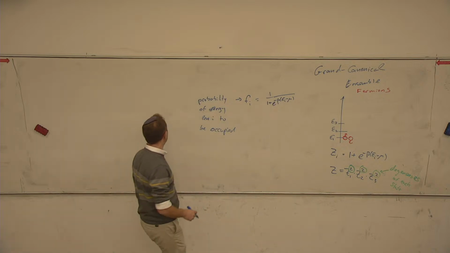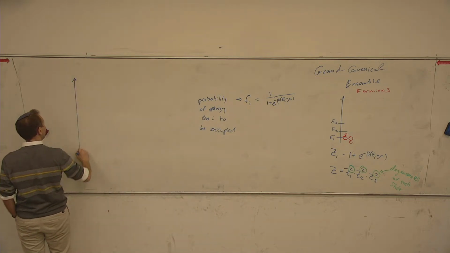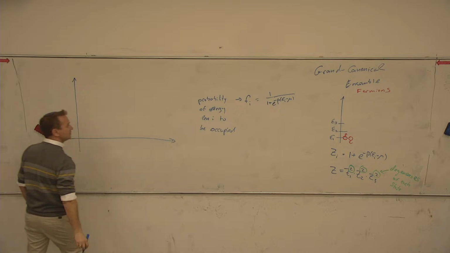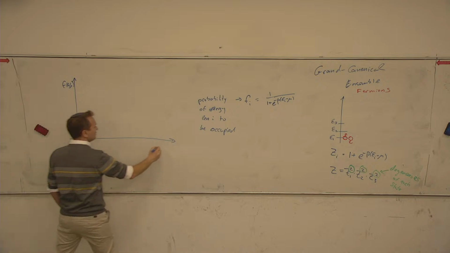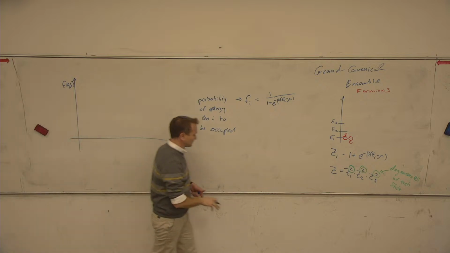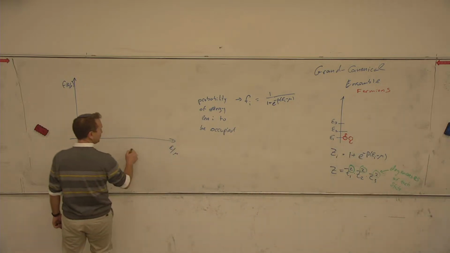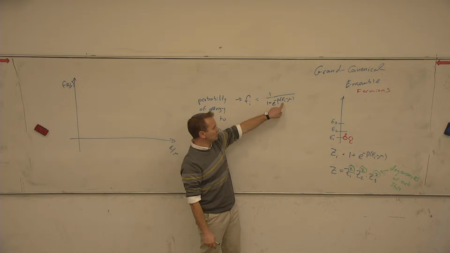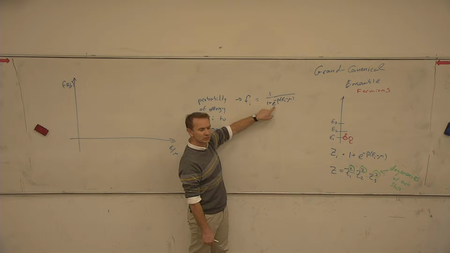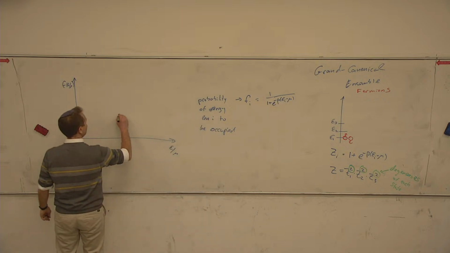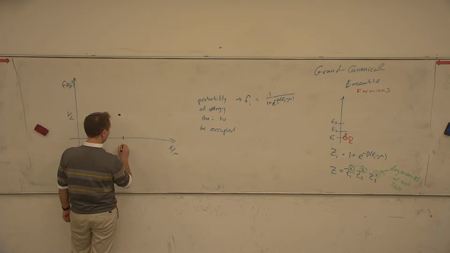And in general, we can look at this occupation probability as a function of epsilon divided by mu. Here we have epsilon divided by mu. And what we know is that when epsilon equals mu, so here we have a 0, 1 over 1 plus e to the power 0, it's 1, so it's just 1/2. And here we have 1.